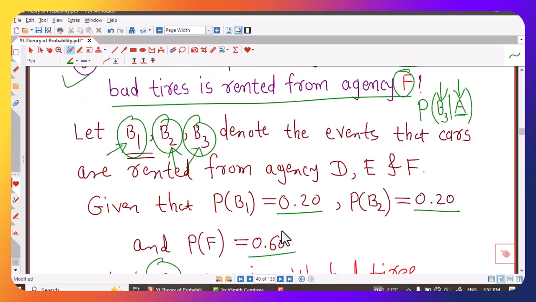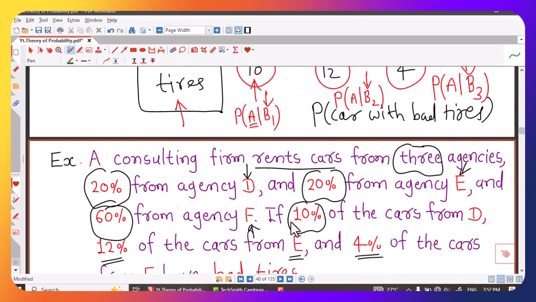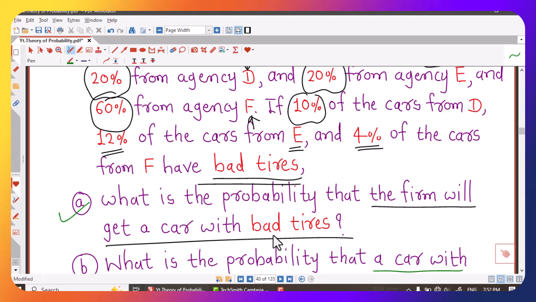So this is a very easy result, and it is useful in calculating conditional probabilities for problems like this.